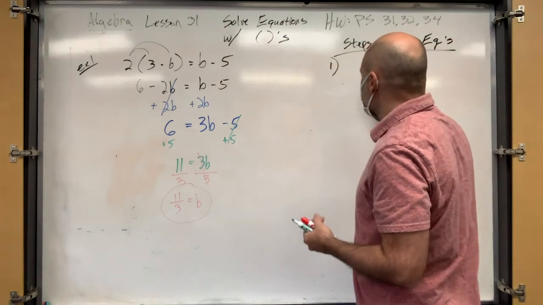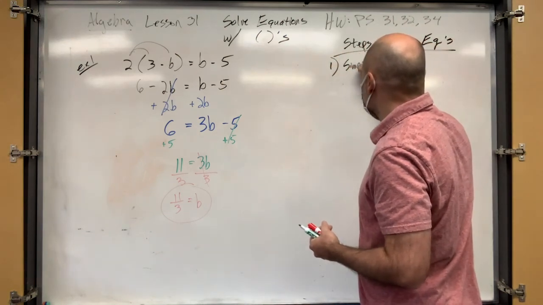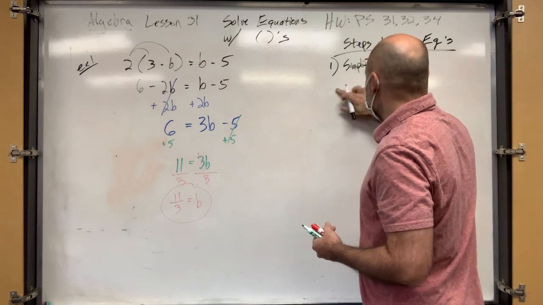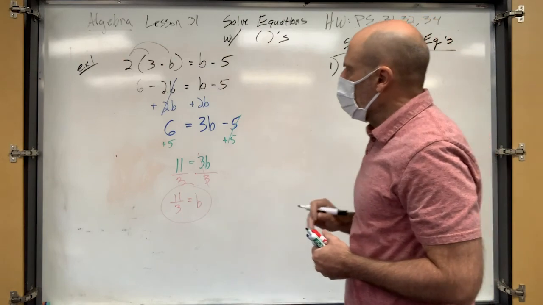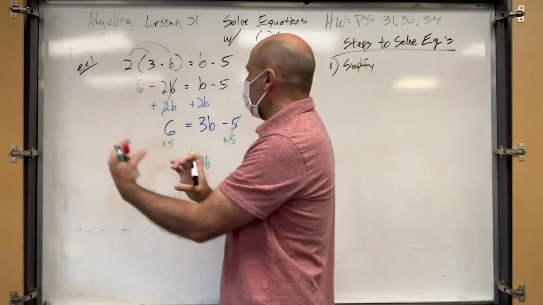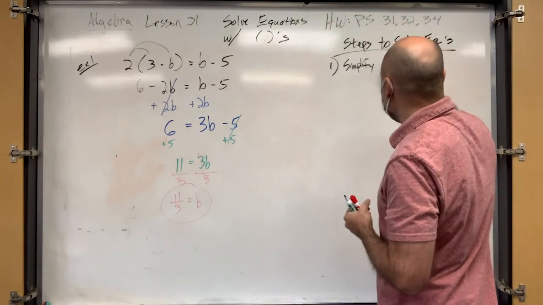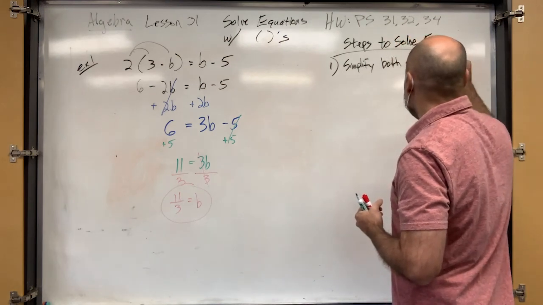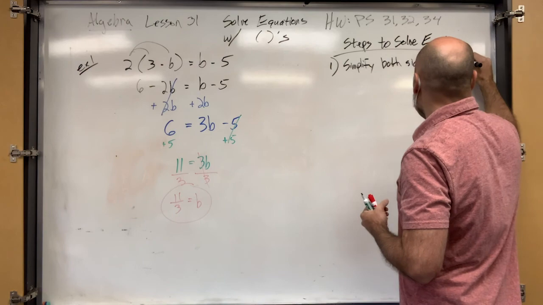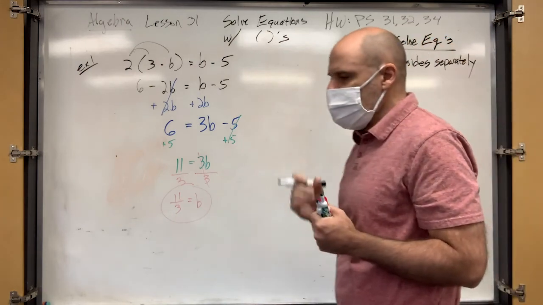First step, always the first step, simplify. So just make sure your workspace is clean and orderly. Everything is as simple as you can have it on the left side and the right side. So simplify both sides separately. So these are good steps to have handy.